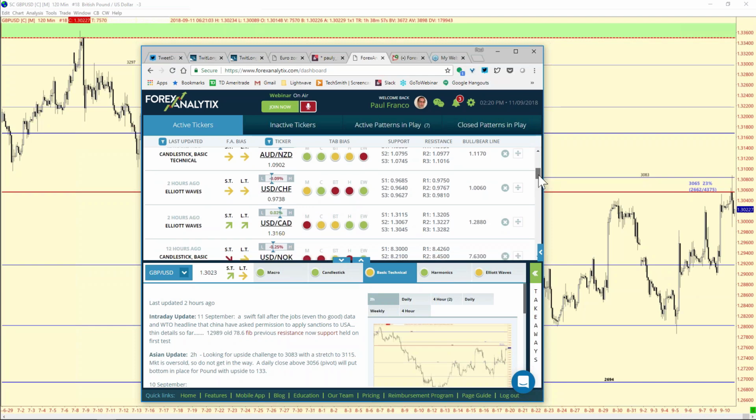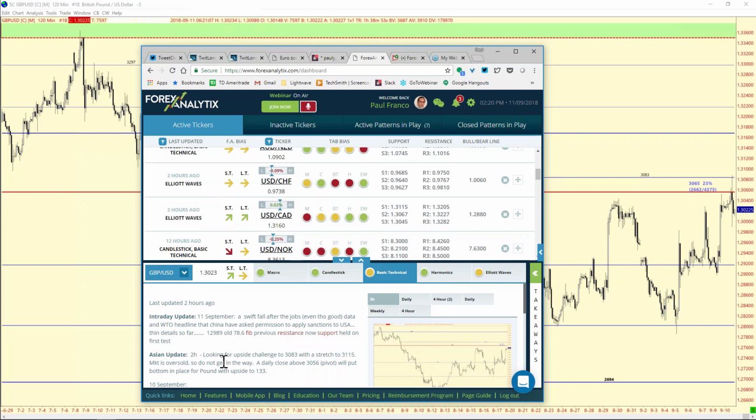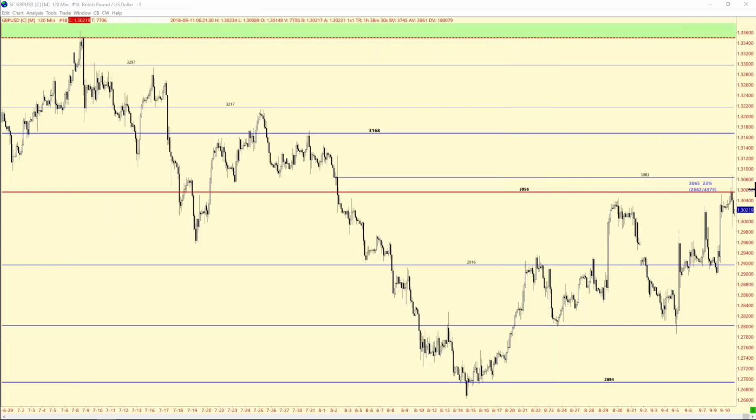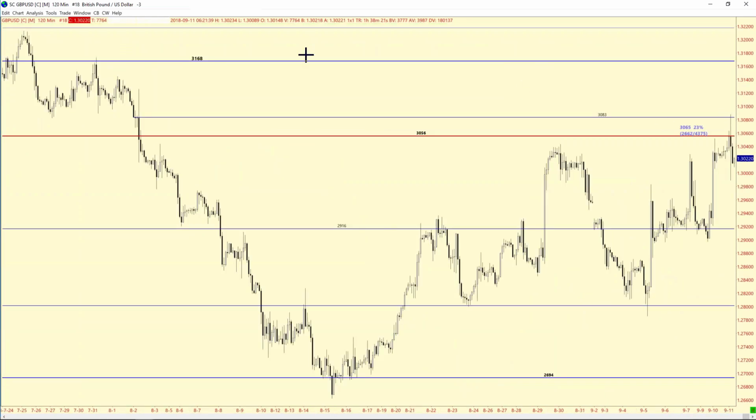Look, it was the Asian update, looking for an upside challenge to 30.83 with a stretch to 31.15. Market's oversold, so don't get in the way. A daily close above the pivot of 30.56 will put the bottom in place for the pound for an upside move to 133. But here it is, looking for an upside challenge to 30.83 with a stretch to 31.15. Well, we got our 30.83 in the European session. There it is, the number that I was looking at for a move to.